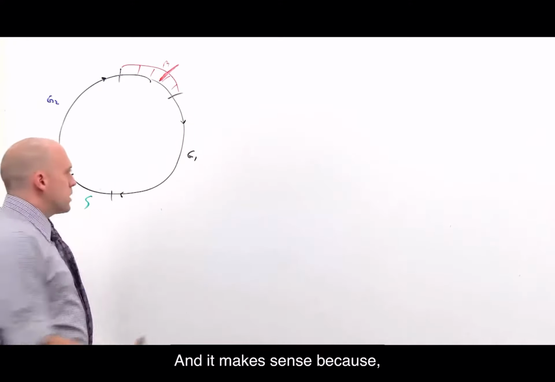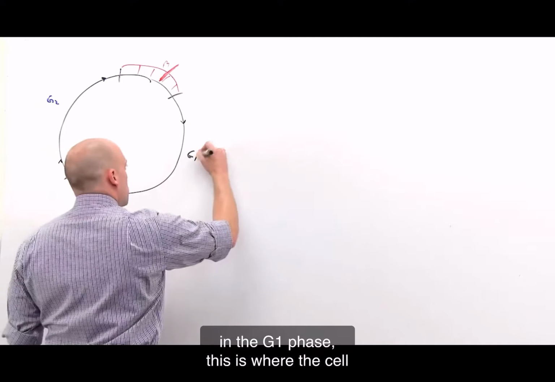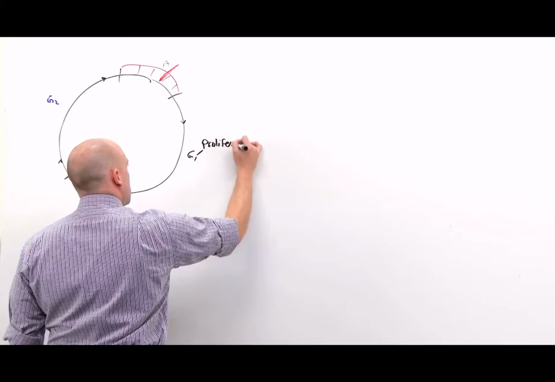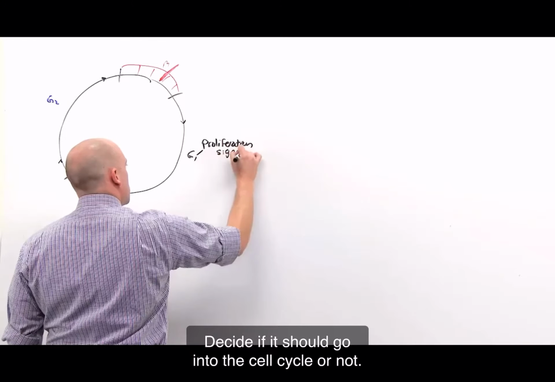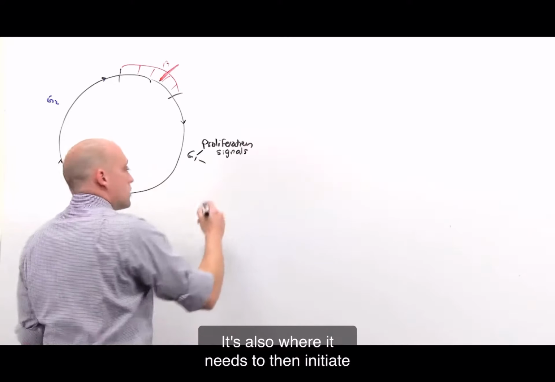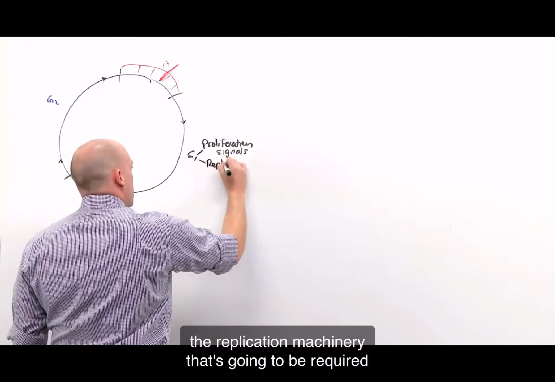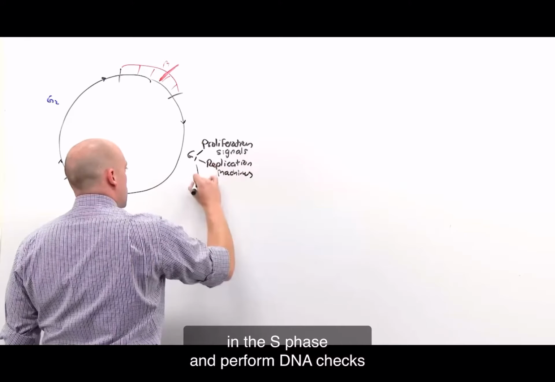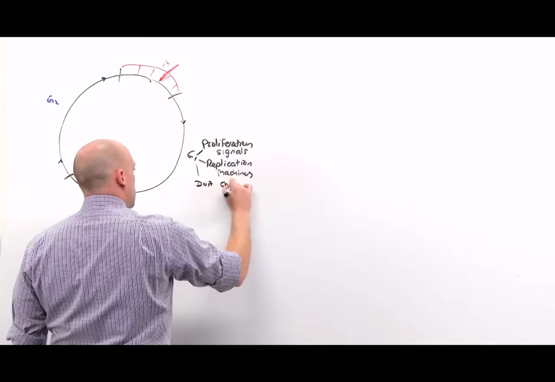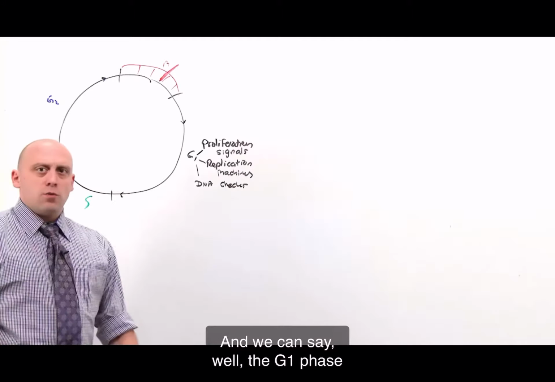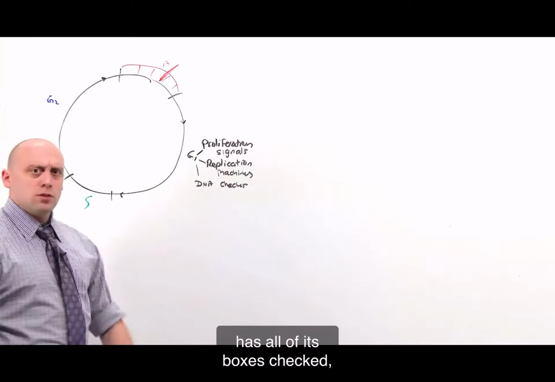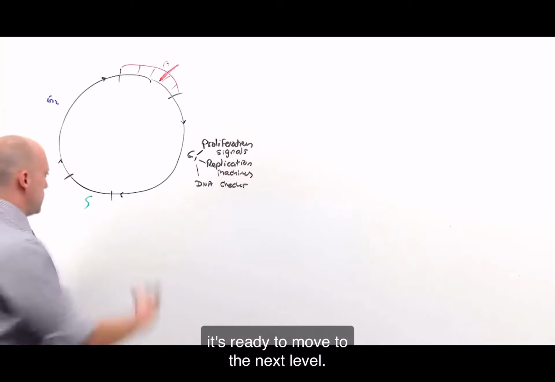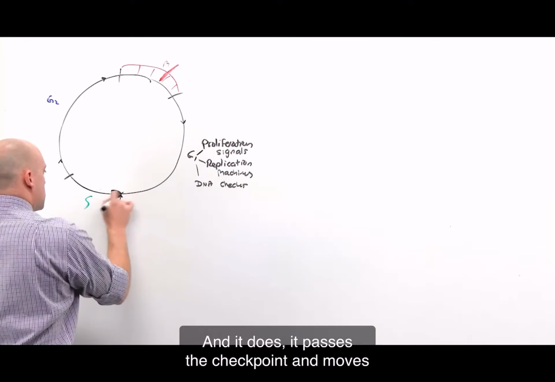And it makes sense, because in the G1 phase, this is where the cell needs to respond to proliferation signals, decide if it should go into the cell cycle or not. It's also where it needs to then initiate the replication machinery that's going to be required in the S phase, and perform DNA checks to ensure that this is safe to do. And we can say, well, if the G1 phase has all of its boxes checked, it's ready to move to the next level. And it does. It passes a checkpoint and moves into the S phase.